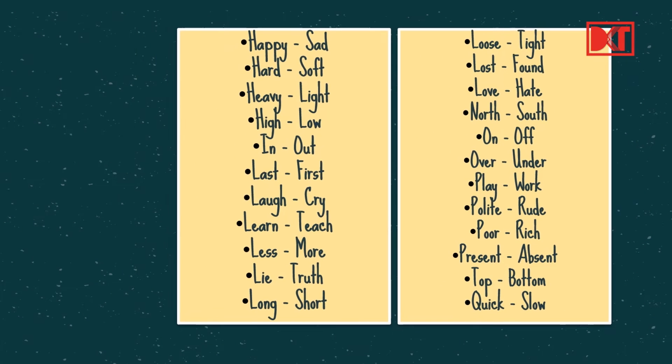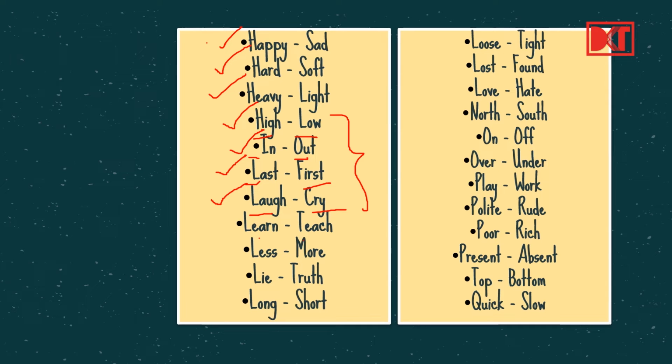Here we have a few more examples for you. Happy and sad, which we did. Hard and soft. Heavy and light. High and low. In and out. Last and first. Laugh and cry. Hasna, rona. Pehla, aakhri. Andar, bahar. Upar, niche. Getting it?